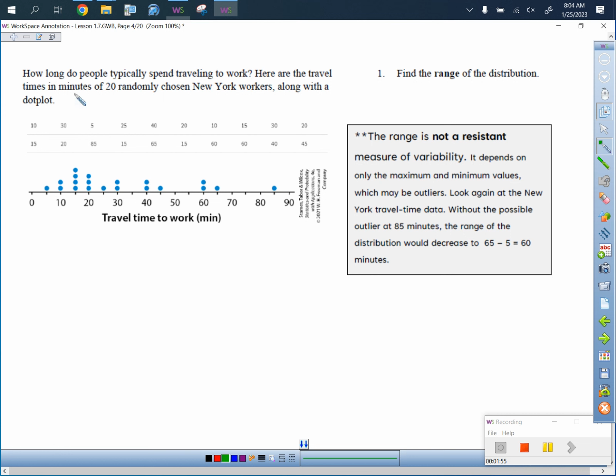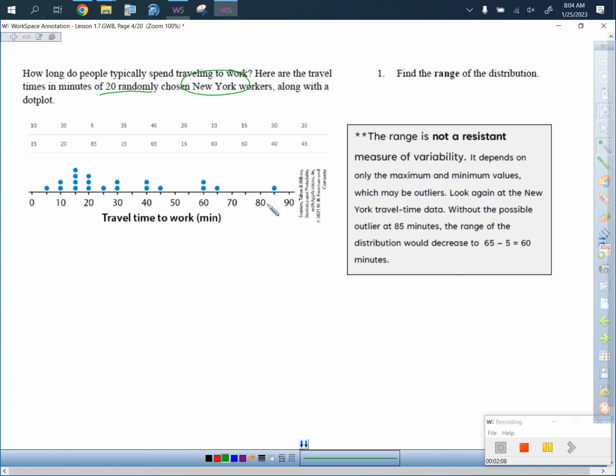So here's some data about how long people typically spend traveling to work. It really depends on where you live and how far you have to drive. These are 20 randomly chosen New Yorkers, people who work in New York. They don't necessarily have to live there. 20 random people, how long it took them to get to work. So they made the dot plot for us already.